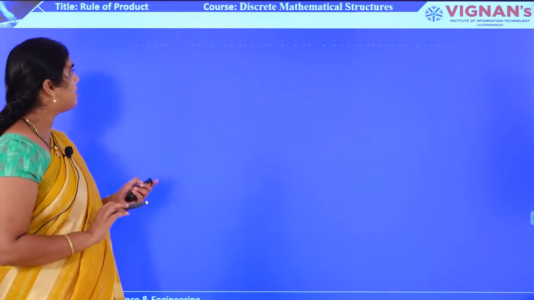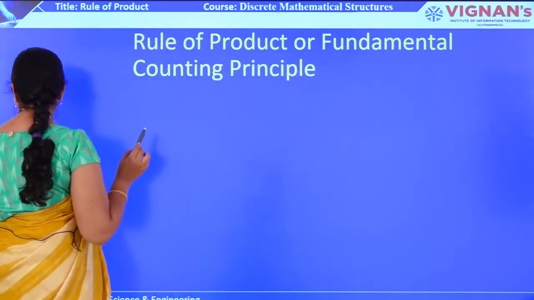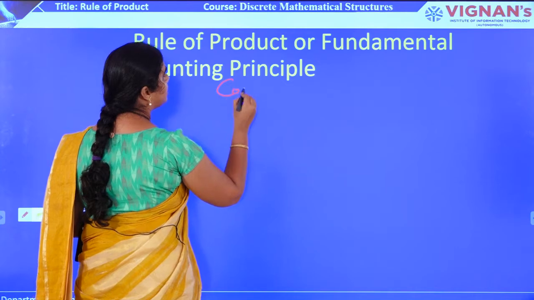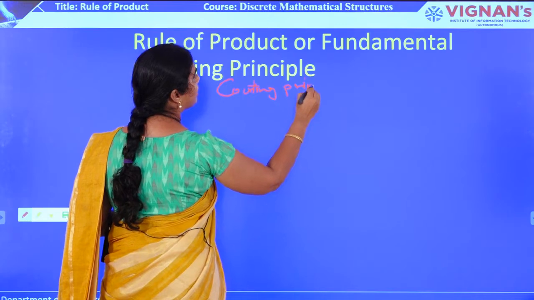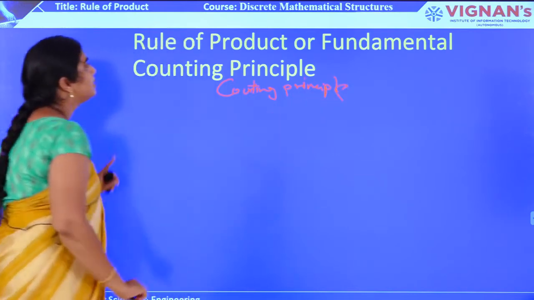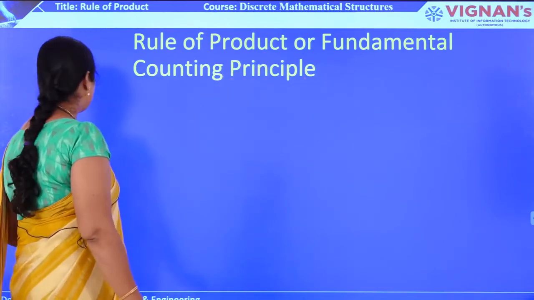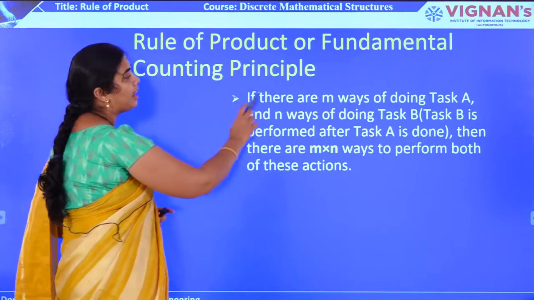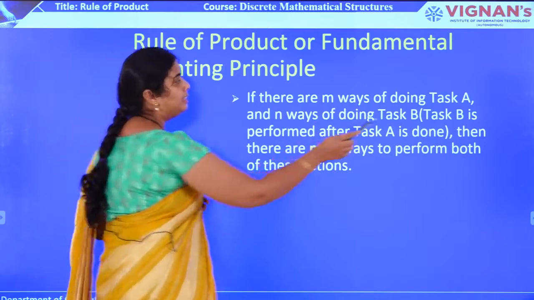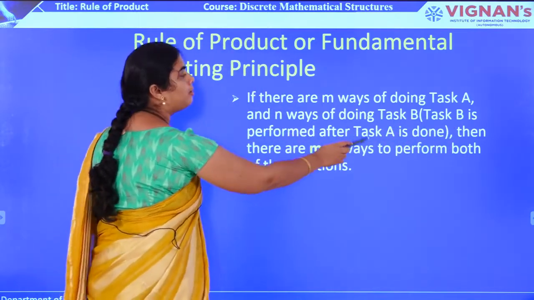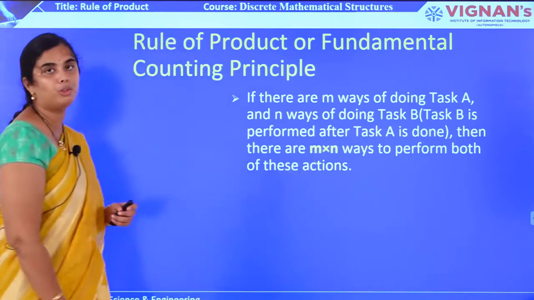Next comes the other one, which is called the rule of product. It is also called the fundamental counting principle, and in some places it is simply mentioned as the counting principle. So this is very, very important. Let us see the definition. If there are m ways of doing task A and n ways of doing task B, provided task B should be performed after task A, then there are m into n ways to perform both of these actions.